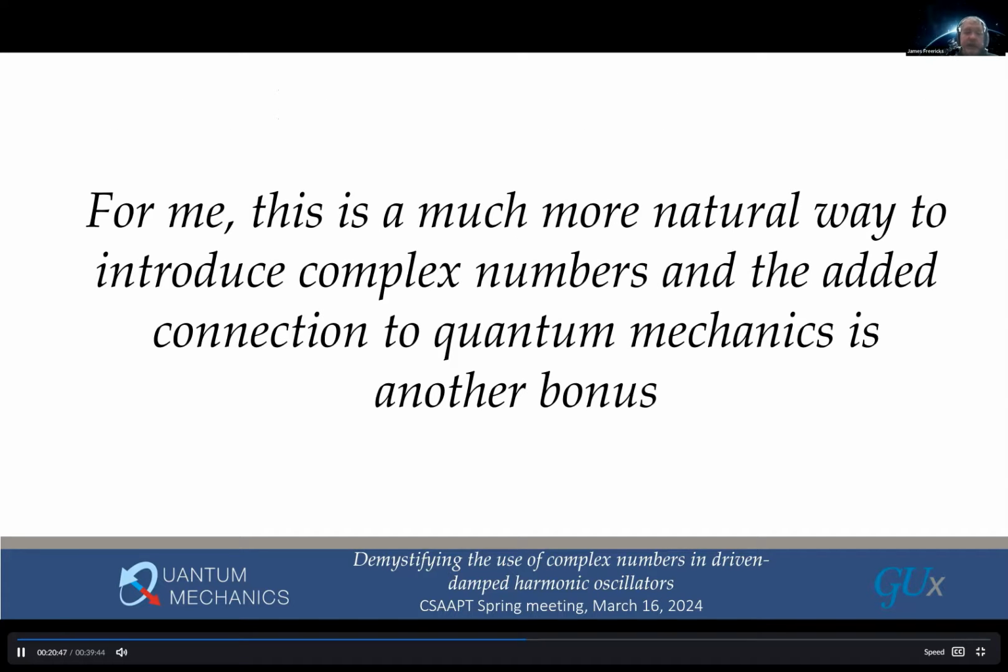So for me, I find this to be a much more natural way to introduce complex numbers. And I think this added connection to quantum mechanics is really cool. And that's another bonus of doing things this way.